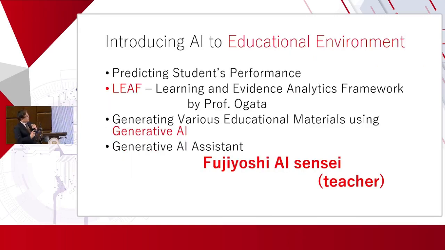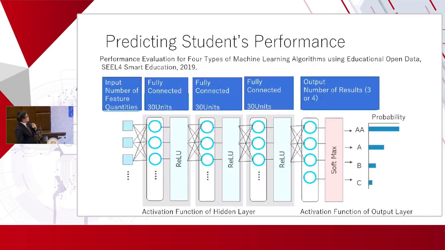We are already using AI approaches. At first, predicting student performance, and LEAF, which exists from one of the top professors, Professor Ogata, creating the learning environment and analytics framework in Japan, and also generating various education materials using generative AI. This will be introduced in this presentation mainly by Fujiyoshi AI Sensei. Sensei means teacher in English. So before that, I will introduce our approaches.